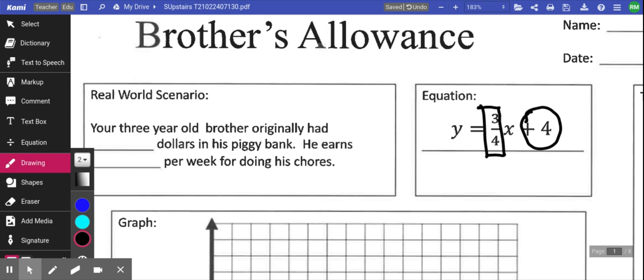Your 3-year-old brother originally had blank dollars in his piggy bank. He earns blank per week for doing his chores. Okay, so what he starts with is our B. Okay, so he starts with $4. Whoops, handwriting's a little messy there. Let me try that again. So he starts off with $4 and he earns how much a week? Well, that is a rate, so that's 3/4. We usually write money as 0.75 in decimal, so that's 75 cents. So 75 cents per week for doing his chores.